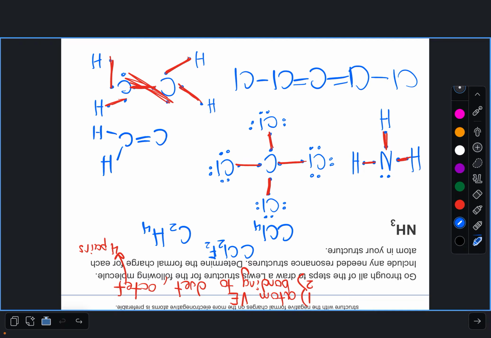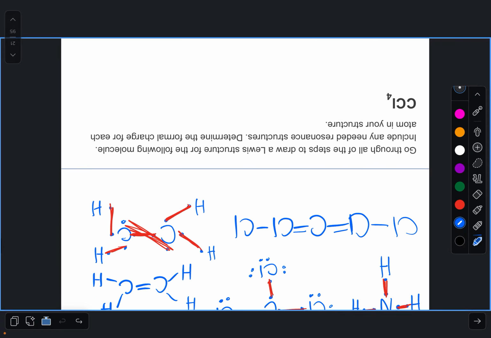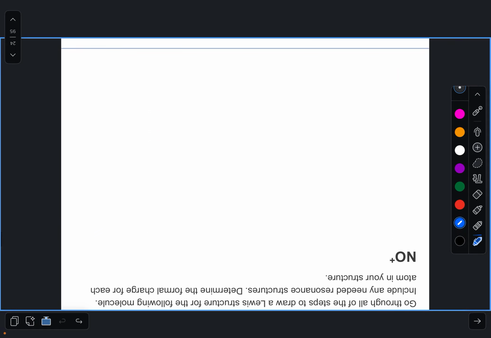This is what your structure is going to look like. Okay, so 2 carbons double bonded and then those 4 hydrogens surrounding. Okay, so these should feel pretty easy at this point. They're kind of as you would expect. All right, let's do a couple more.